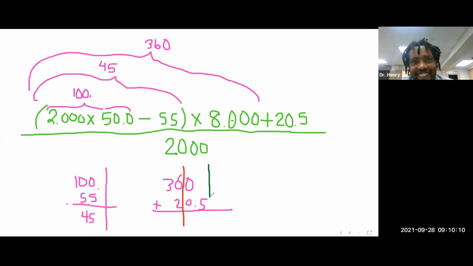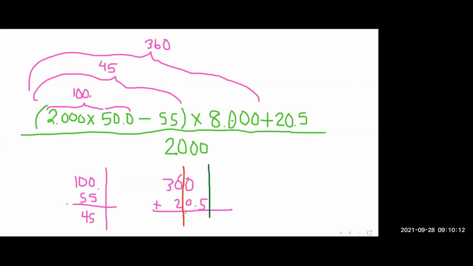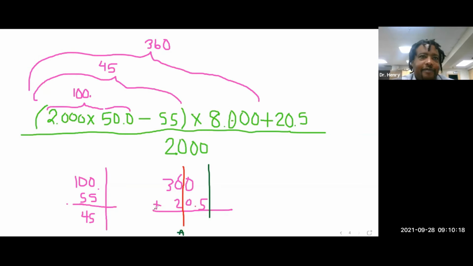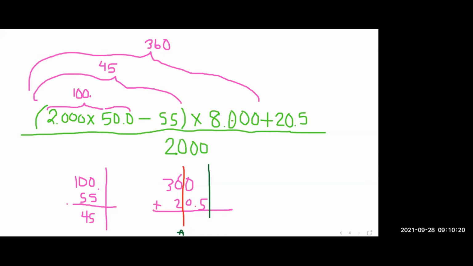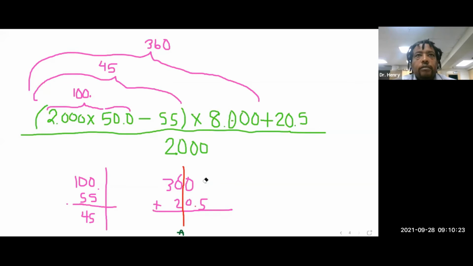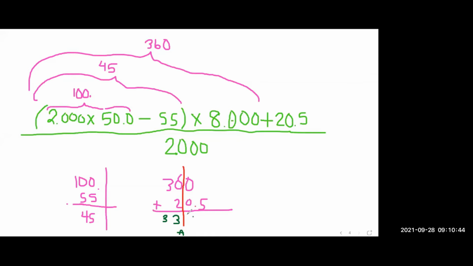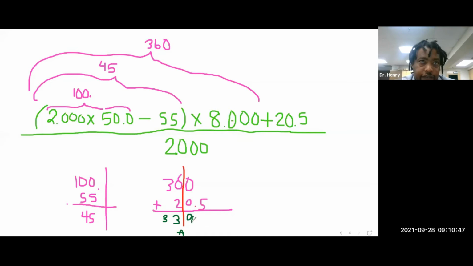Let's see if I can get the green to work. There you go. Okay, we're going to use the red. Or we'll call this A. So we're going to use A. Okay. So let's go ahead and do the math. So we have 380.5.